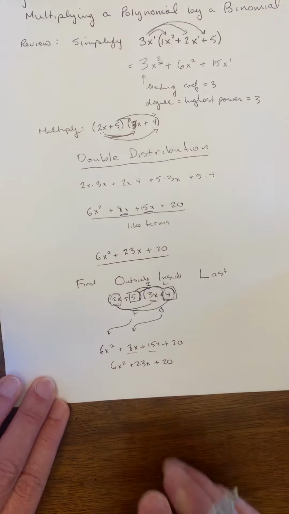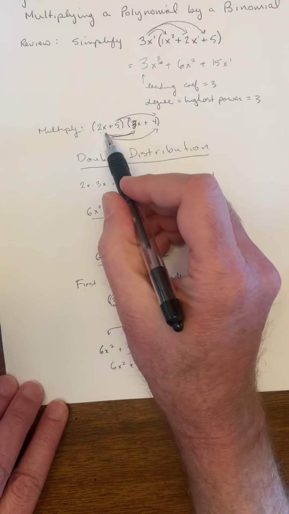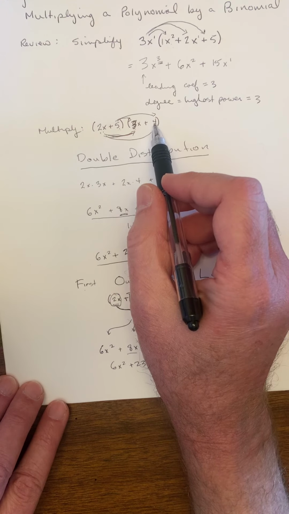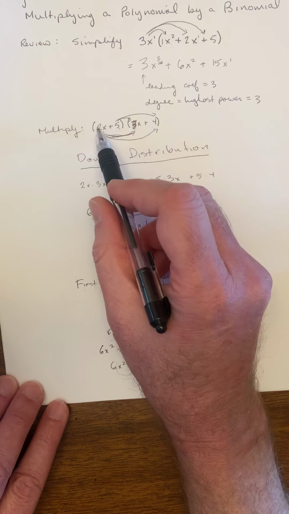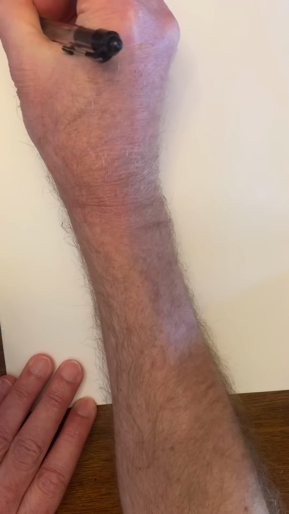Now you can use FOIL if you like, but I really want you to remember that what you're really doing is double distributing. You're really just using the distributive property, this times the things in here, and this times the things in there. Let's do another example. Let's multiply.